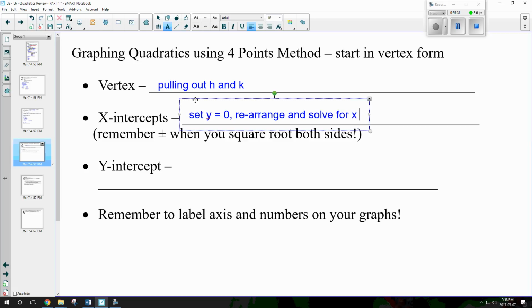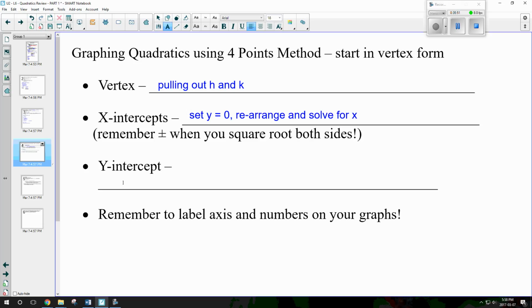And remember, when we're rearranging and solving for x, there's a case where we have to square root both sides. And whenever we square root both sides, we've got to add that plus minus in front of that square root, because remember, it could be a plus or a minus. And that's where you get your two different answers for your x-intercepts.